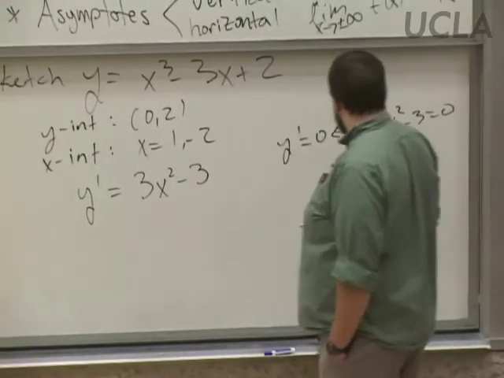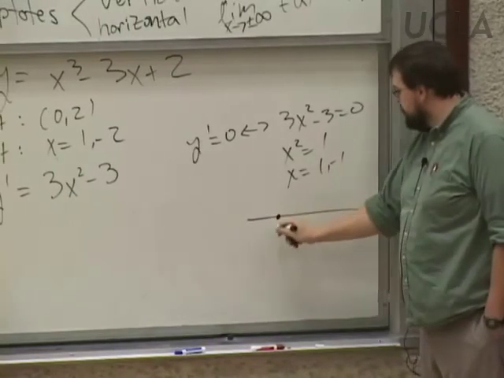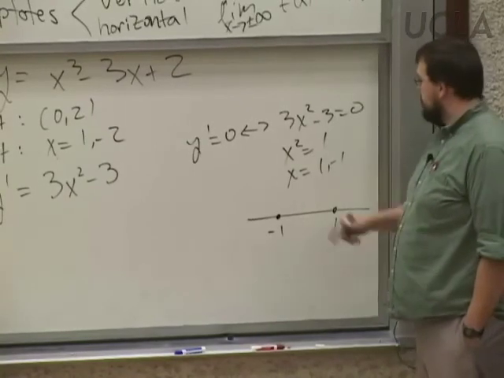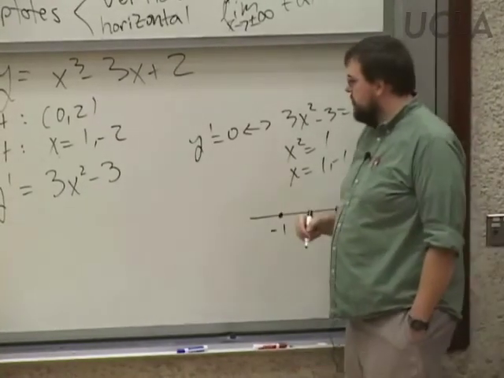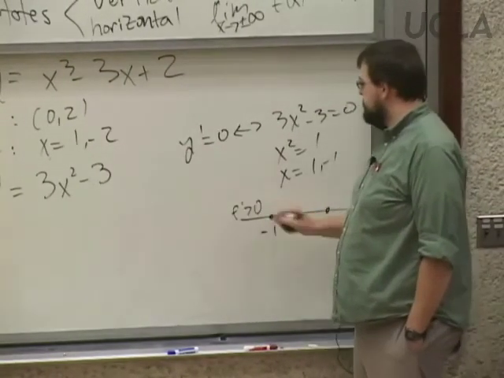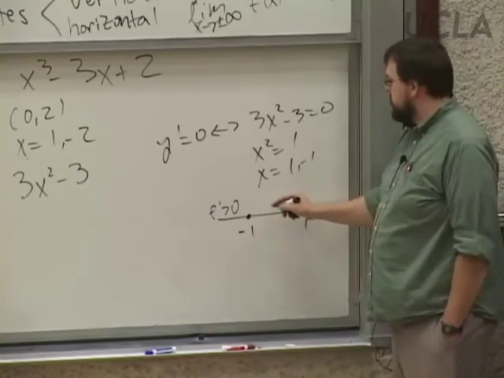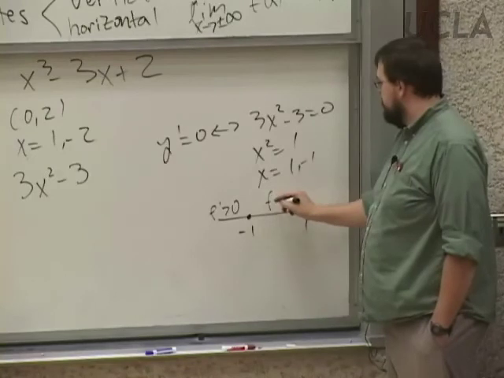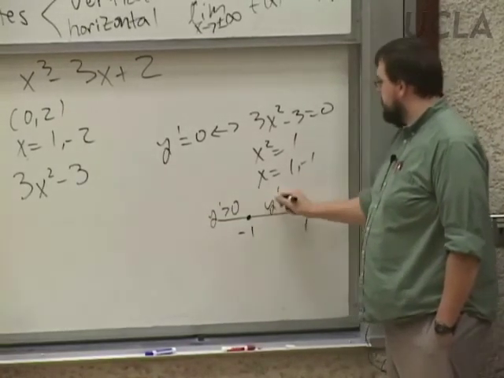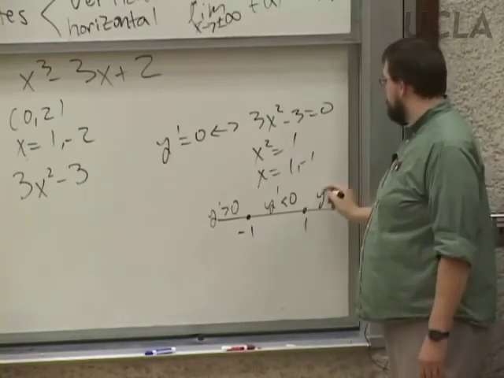Okay, so now I know where we have critical points. Let's classify these critical points. So let's draw a quick picture. I'm going to put negative 1, 1. Okay, I pick a value below negative 1. Let's say negative 2. And I plug it in. And I see that y prime is positive below negative 1. Between negative 1 and 1, I can plug in 0. I get negative 3 when I plug into the derivative. Y prime is negative. And then above 1, I can put 2. And again, I can see that y prime is positive.